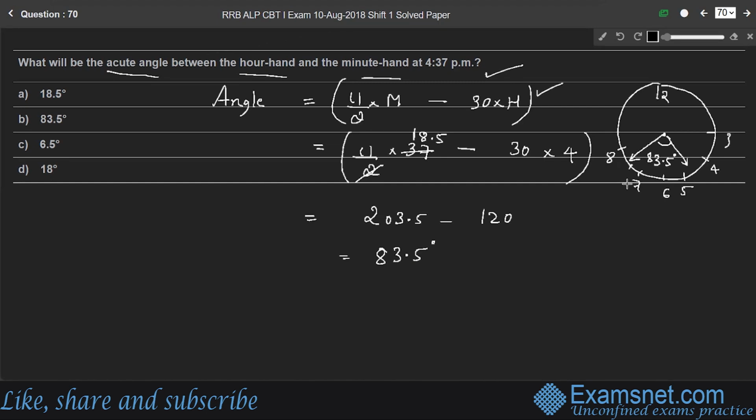Another lengthy method is, first we need to find the angle made by the hour hand from 12 when the time is 4:37, and the angle made by the minute hand from 12 when the minute is 37. This is a bit lengthier. The easiest method is directly using the formula. So the angle between them is 83.5 degrees. Option B is the right answer.